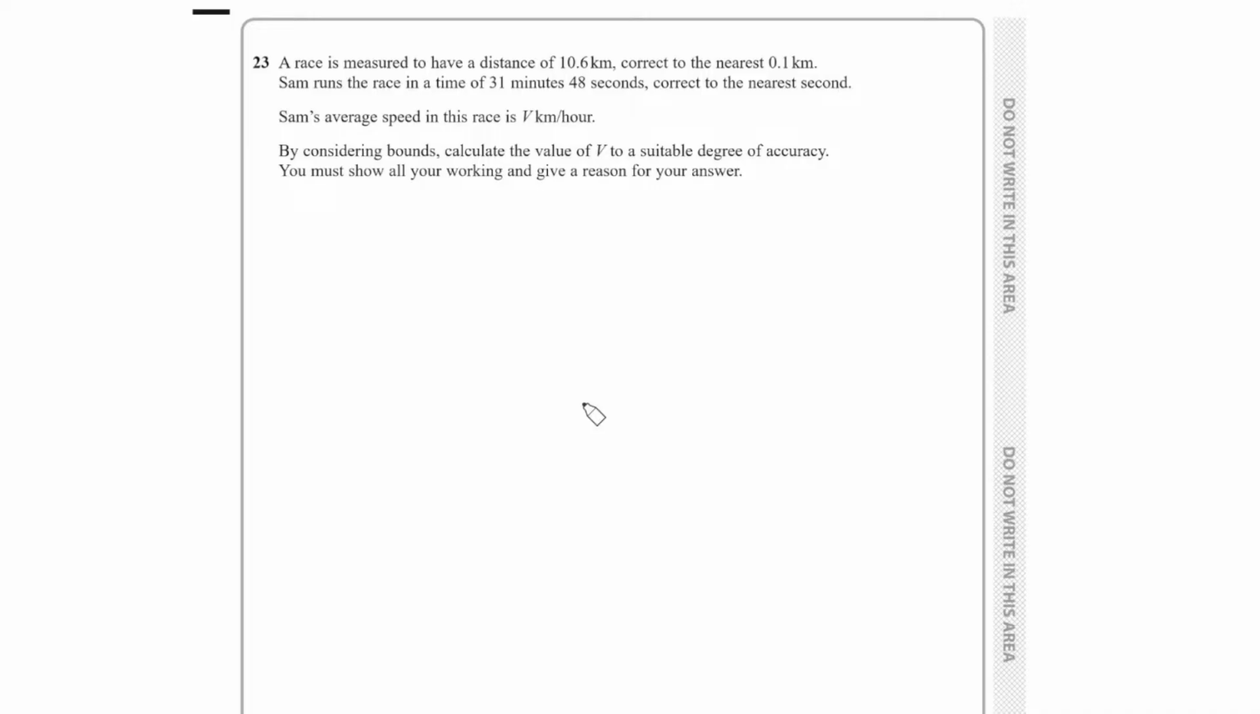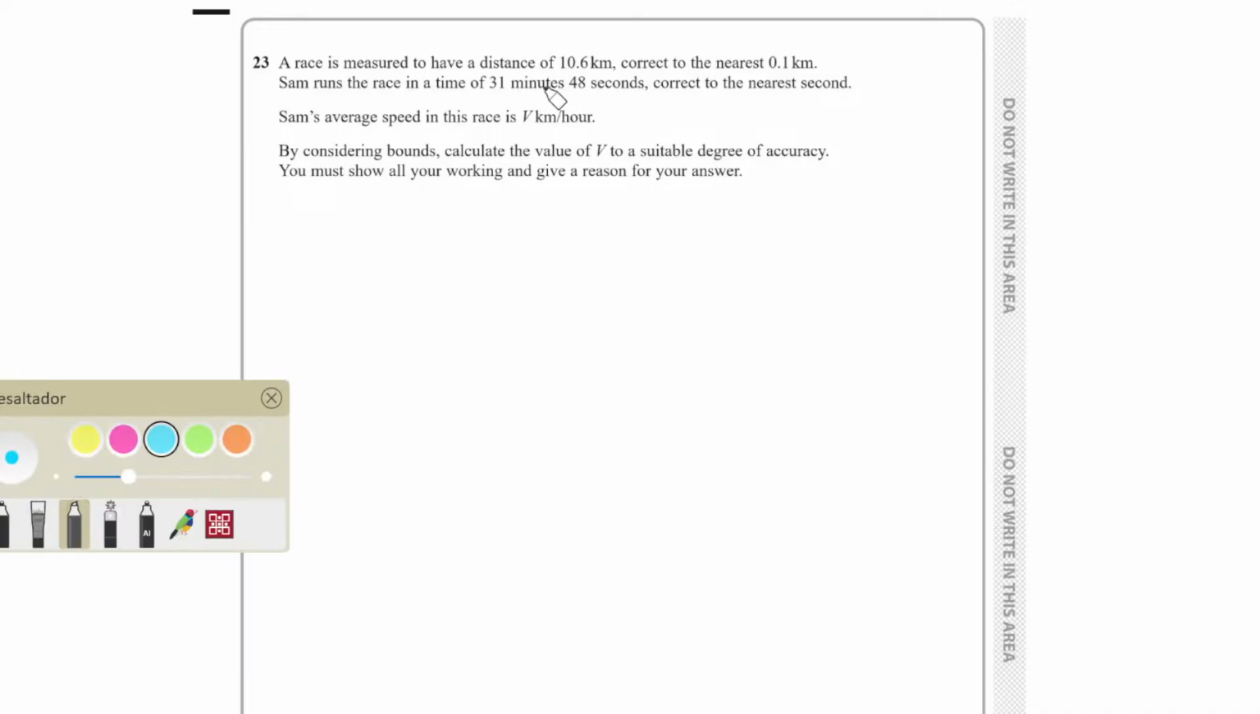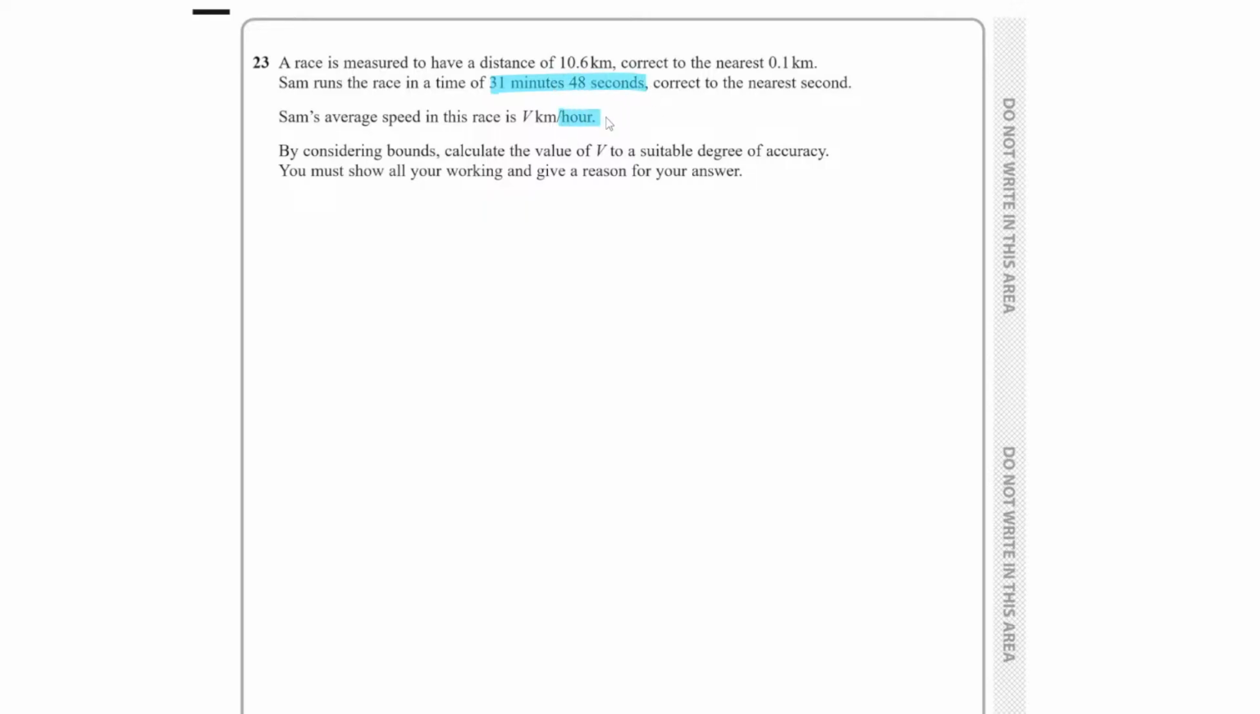So a race is measured to have a distance of 10.6 kilometers, correct to the nearest 0.1 kilometer. Sam runs the race in a time of 31 minutes 48 seconds, correct to the nearest second. Sam's average speed in this race is v kilometers per hour. That's the first thing as well to consider. They've given us minutes and seconds, but the speed is in terms of hours, so you have to consider that as well. By considering bounds, calculate the value of v to a suitable degree of accuracy.